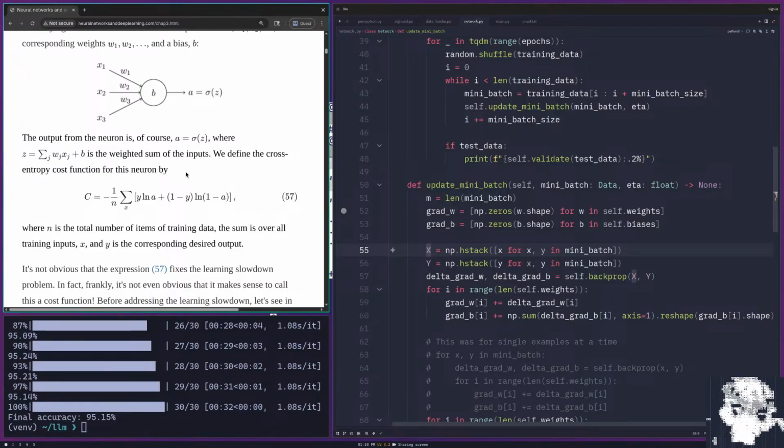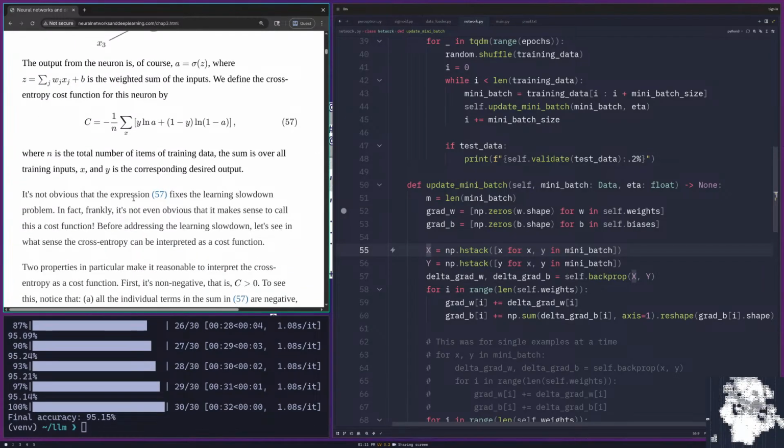We define the cross-entropy cost function for this neuron by C equals negative 1 over n times the sum over x, the inputs, of y ln a plus (1 minus y) times ln(1 minus a), where n is the total number of items of training data, the sum is over all training inputs x, and y is the corresponding desired output.